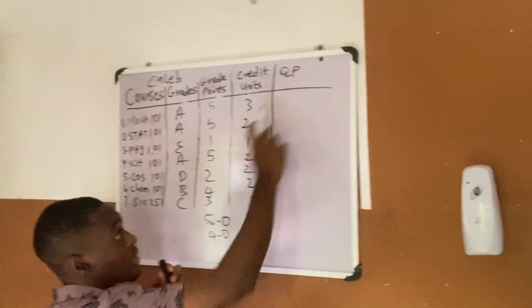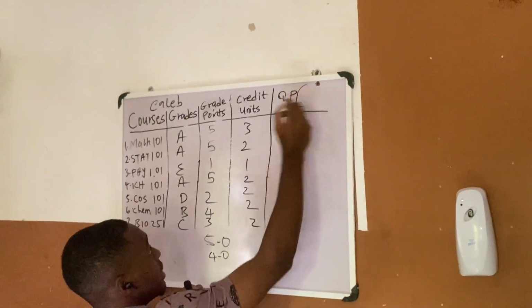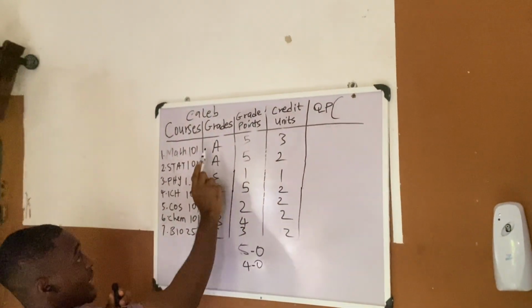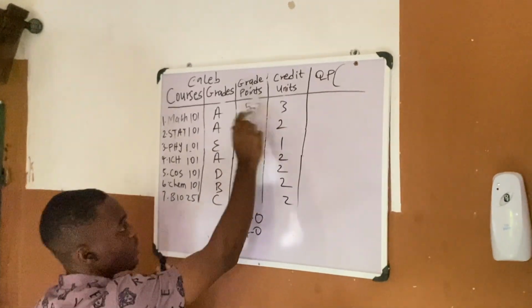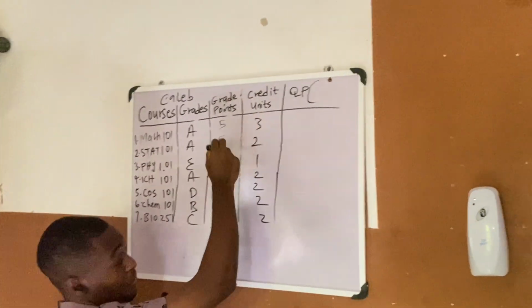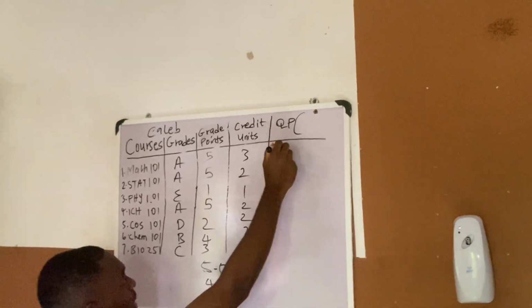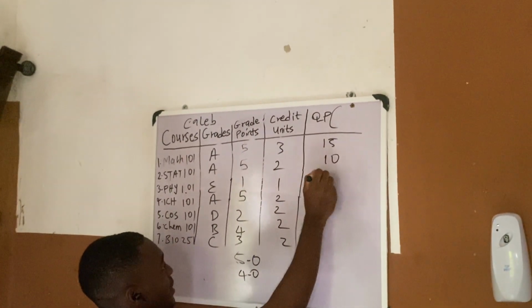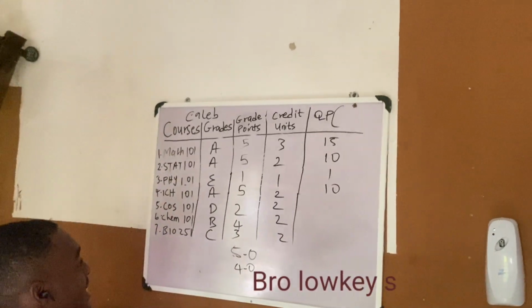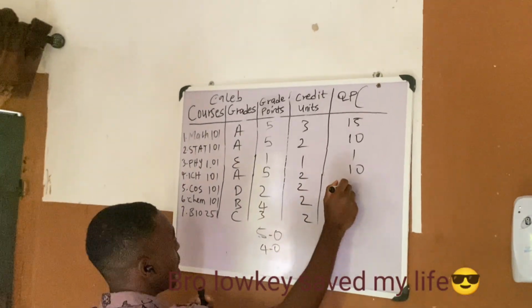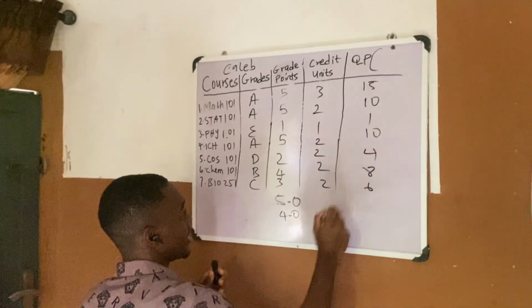So let's move into one of the most important parts: the quality point. The quality point is basically the product of the grade point and the credit unit. So we just do the math: 5 times 3, 5 times 2, 1 times 4, and so on. That gives 15, 10, 4, 8, and 6, right?